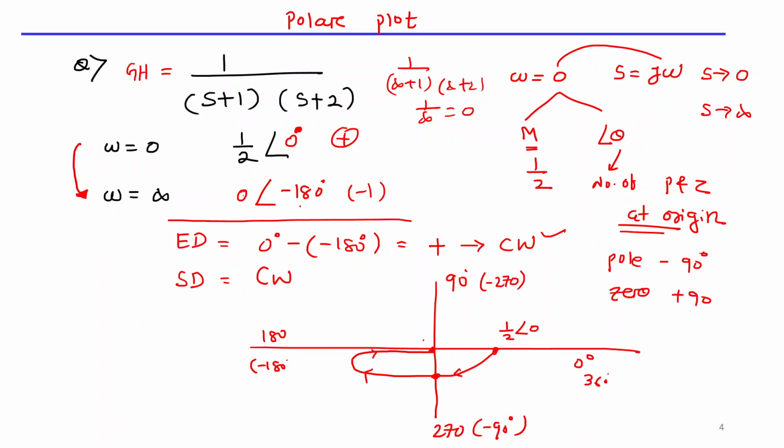Sir, please explain this plot. How will the ending point be 0 degrees, sir? No, I'm not saying the ending is 0 degrees. The magnitude will be 0. You have to reach at 0 point. This is the magnitude 0, okay?